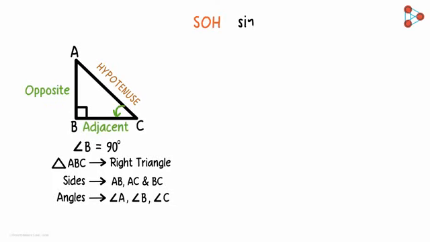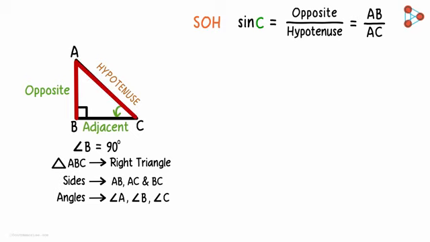Sine of any angle is defined as the ratio of the side opposite to that angle to the hypotenuse. Can you find sine C then? Here AB is opposite to angle C, so sine C is length of AB over length of AC.